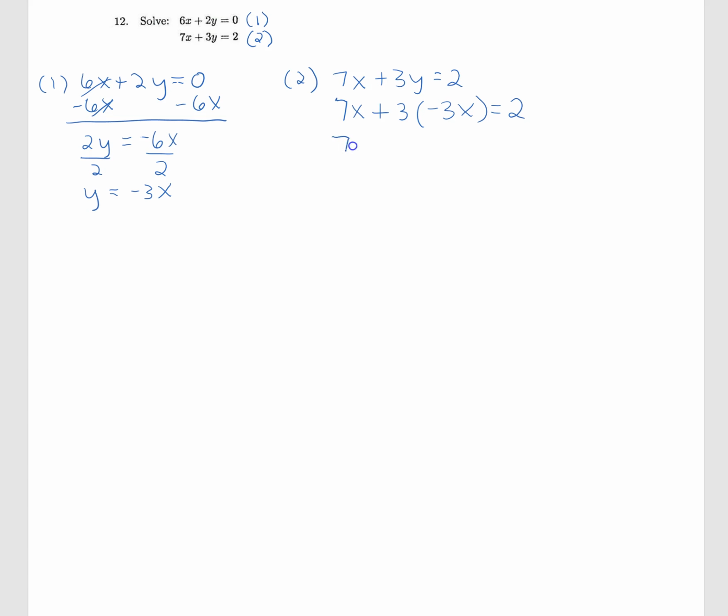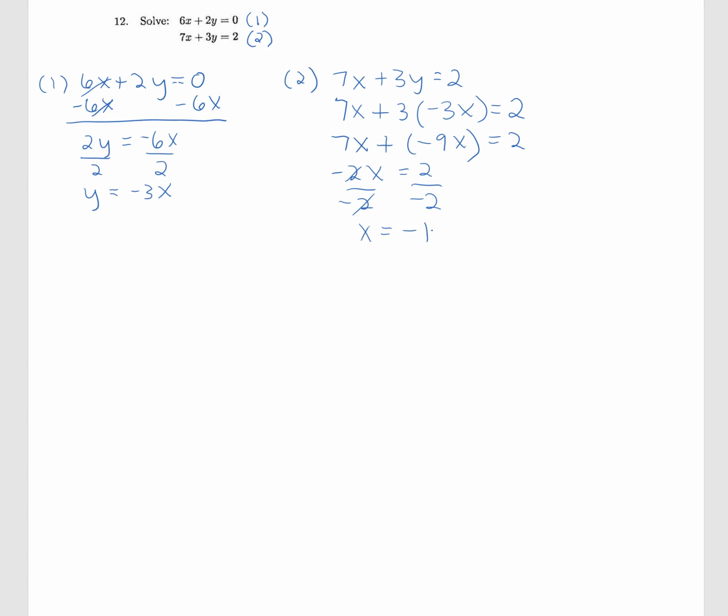So let's do that. I have 7x, 3 times negative 3 is going to be negative 9x equals 2. So I have 7x plus a negative 9x, and that's going to give me negative 2x equals 2. Dividing by negative 2 on both sides gives me x is equal to negative 1.